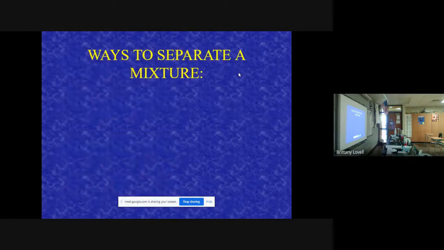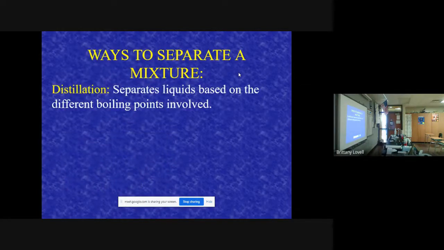All right, so ways to separate a mixture. There are multiple ways, but we're just going to focus on three this week. The first way is distillation. Distillation will separate liquids based on the different boiling points involved.